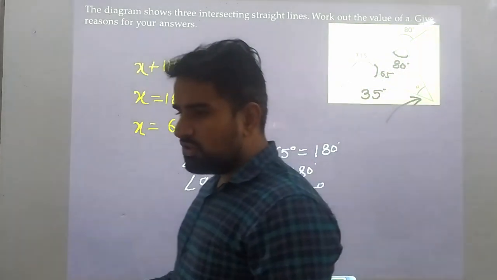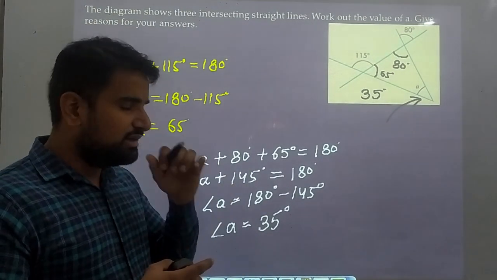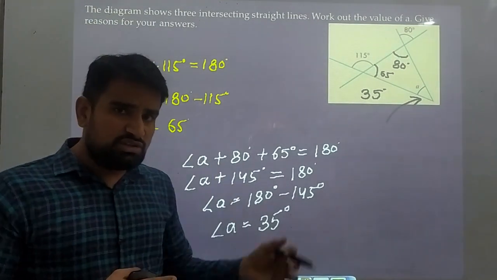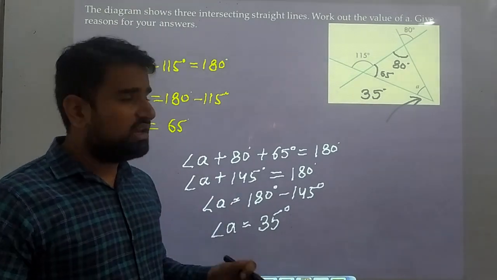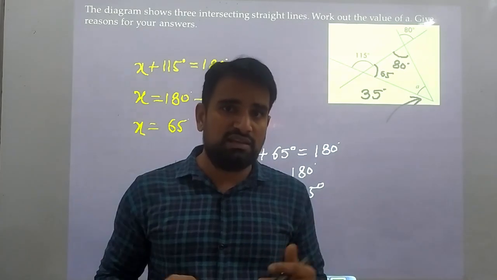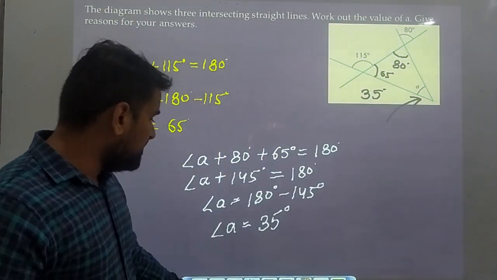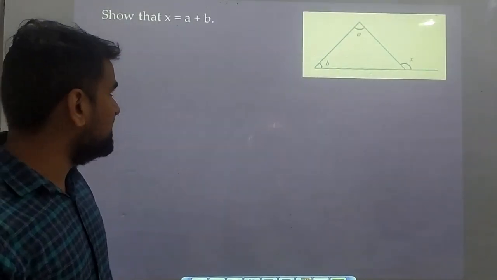So it's a basic concept. You need to understand how interior angles behave in a triangle. And in the case of intersecting lines, we always keep in mind that vertically opposite angles are always equal to each other. Okay, let's move ahead and find out the next question.